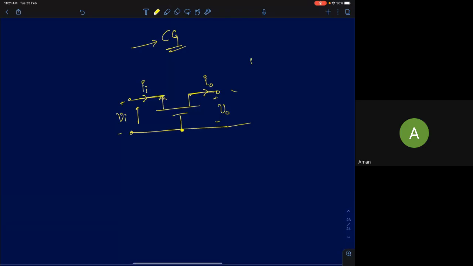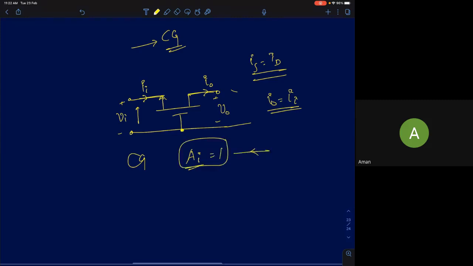For a MOSFET, the source current is exactly equal to the drain current. So what I'm drawing here are small signal currents. So your I0 is exactly equal to Ii. So can you say what is the current gain of a common gate amplifier? Current gain is 1. So the current gain of a common gate amplifier will be approximately 1.